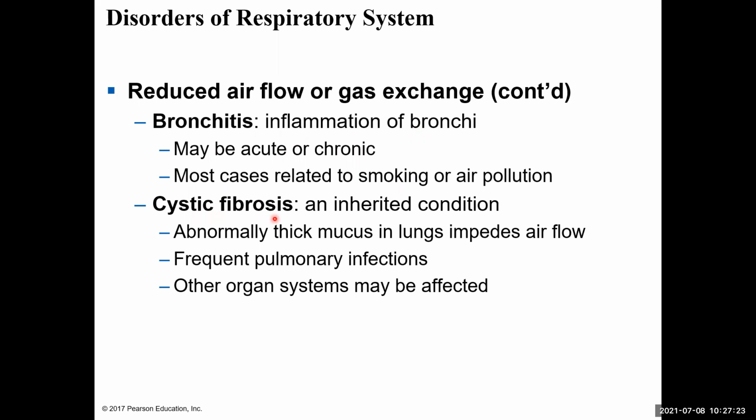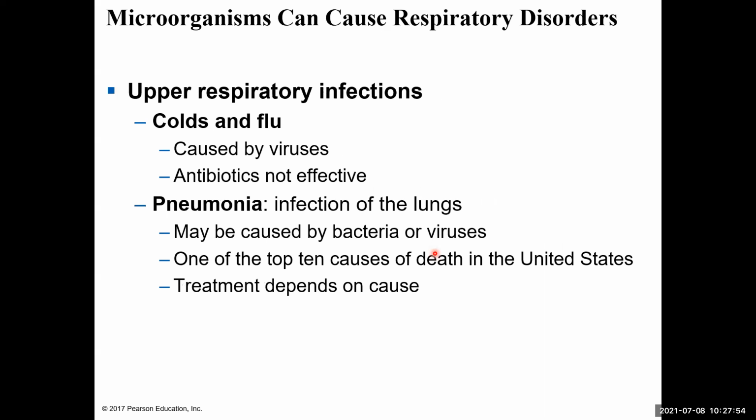Another one is cystic fibrosis. This is actually a genetic condition. It's inherited. And what ends up happening is you get a really thick mucus lining in the lungs, which decreases the amount of airflow that's coming into the lungs themselves. And that can lead to side effects such as really frequent pulmonary infections. And because you have reduced airflow over a consistent amount of time, other organ systems can be affected due to cystic fibrosis as well.